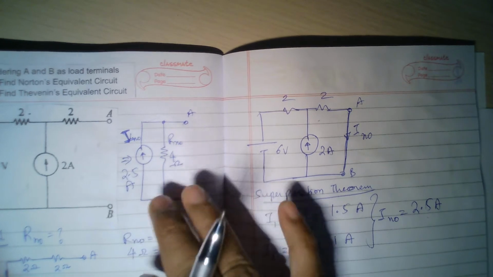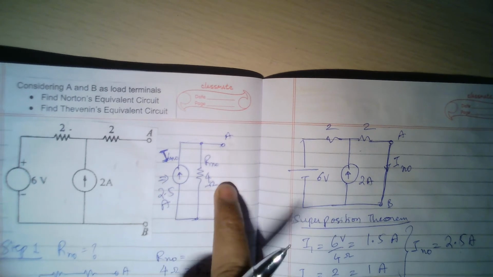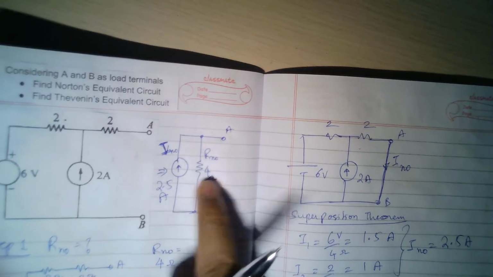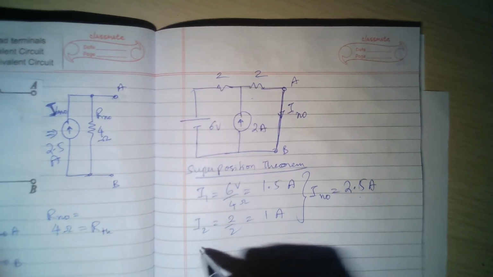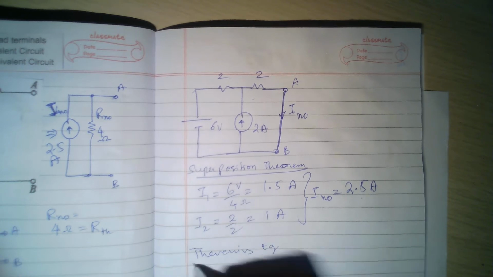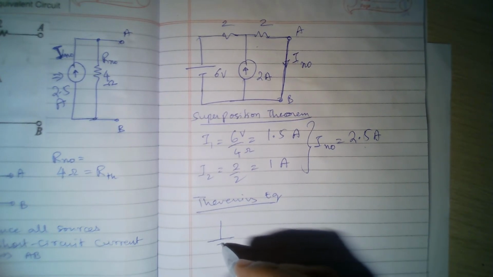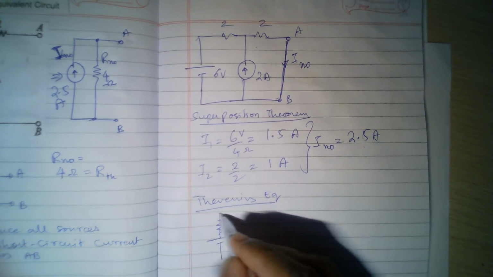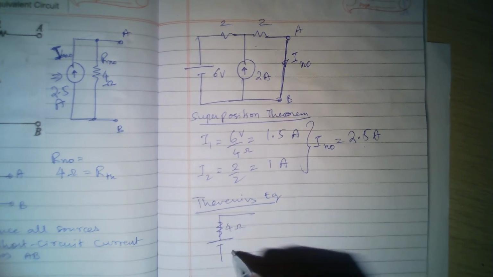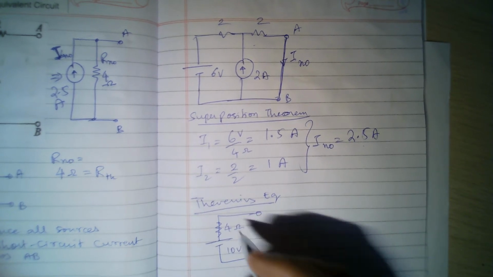Now there is another question: find Thevenin's equivalent. So simply I use Ohm's law. V is I into R, right? If I multiply these two, 4 into 2.5, that will be 10. So the Thevenin's equivalent will be simply 4 ohms and 10 volts. So this is my Thevenin's equivalent.